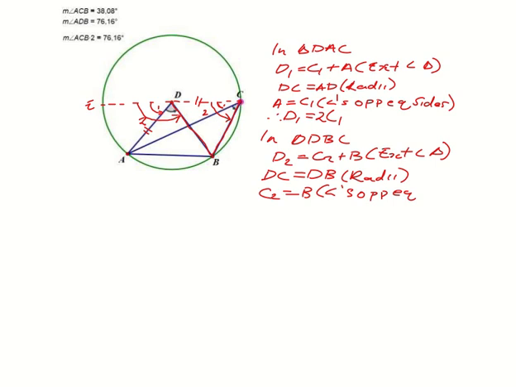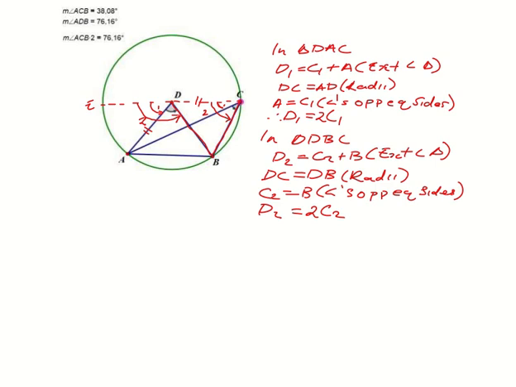So we're almost there. Therefore, D2 now is equal to, because B is equal to C2, then D2 is equal to 2 times C2, because it's going to be C2 plus C2. Fine.